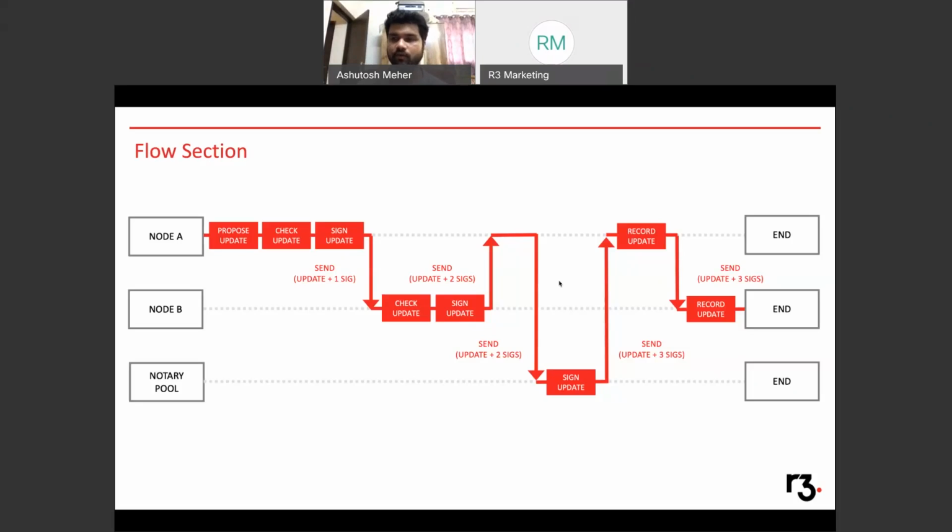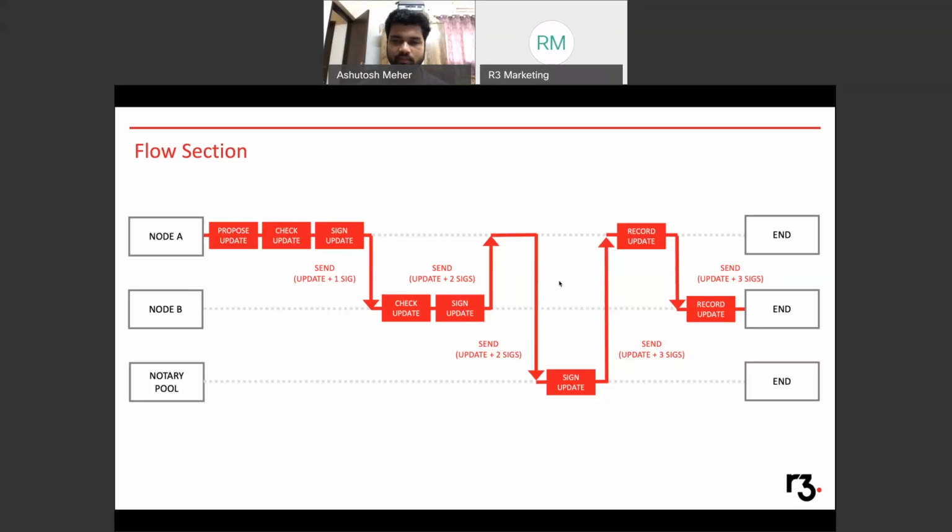So apart from your own different steps that you want to do, like sending your state or the information about your transaction to different participants, and gathering information from different network participants, there are a few things that you have to do as part of the Corda Flow APIs. Take a look at this particular example here, which is a case of a simple two-party trade where just Node A and Node B are doing a transaction.